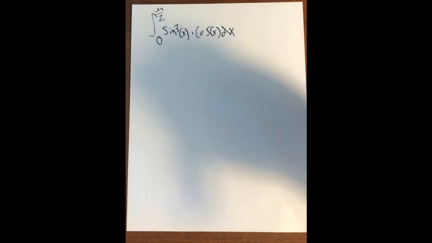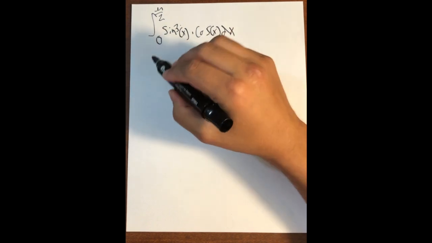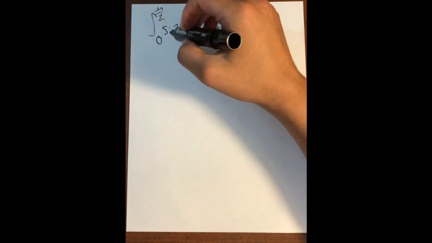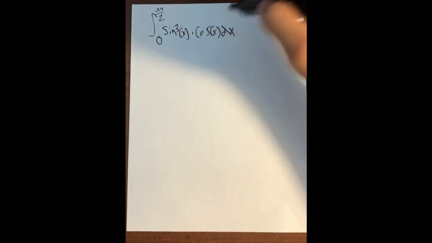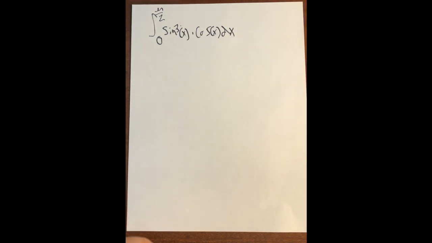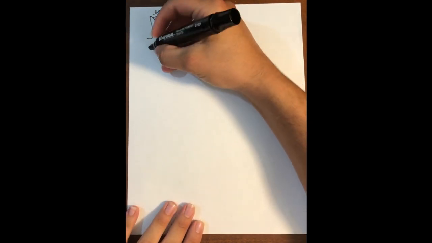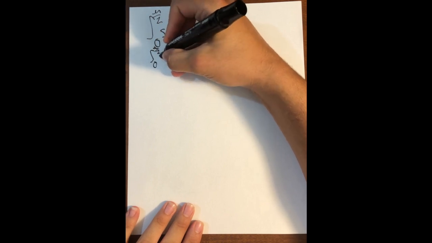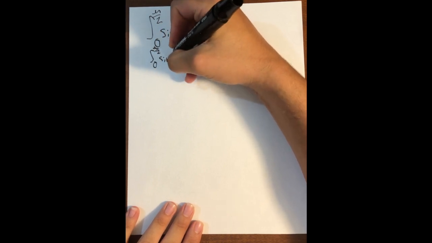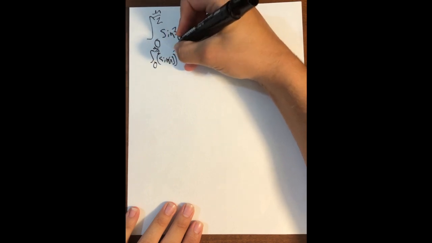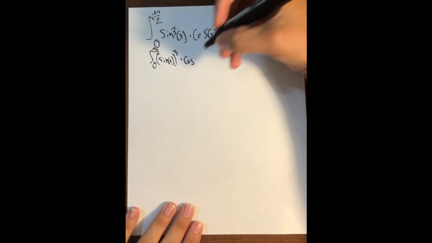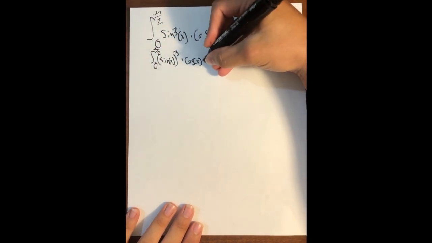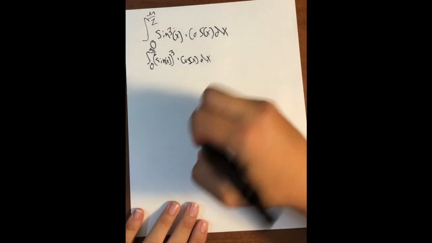I want to go through this once, okay? Okay. Alright, so our next problem is the integral from 0 to pi halves of sine cubed of x times cosine of x dx. First, we're going to rewrite it as the integral from 0 to pi halves of (sine of x) cubed times cosine of x dx. So now we need to get u.